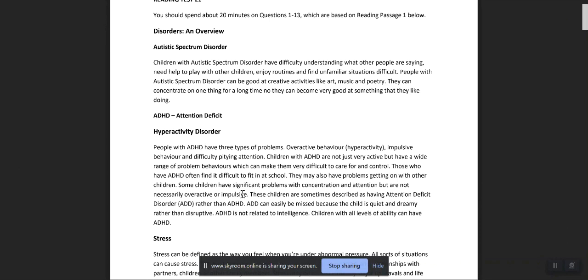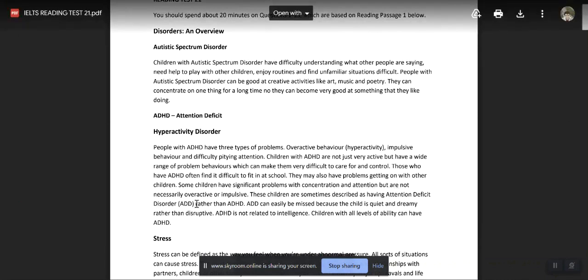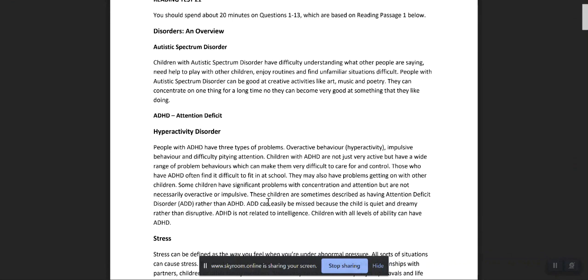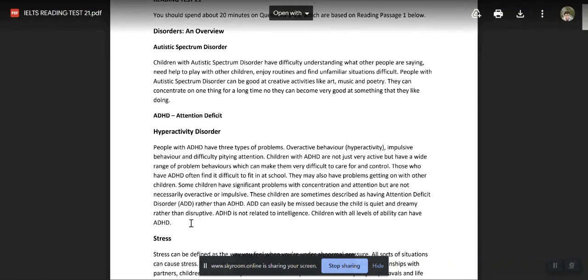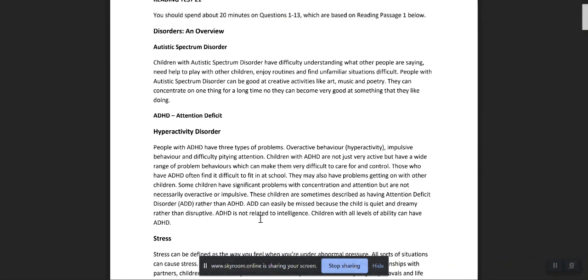Some children have significant problems with concentration and attention, but are not necessarily overactive or impulsive. These children are sometimes described as having attention deficit disorder, ADD, rather than ADHD. ADD can easily be missed because the child is quiet and dreamy rather than disruptive. ADHD is not related to intelligence. Children with all levels of ability can have ADHD.